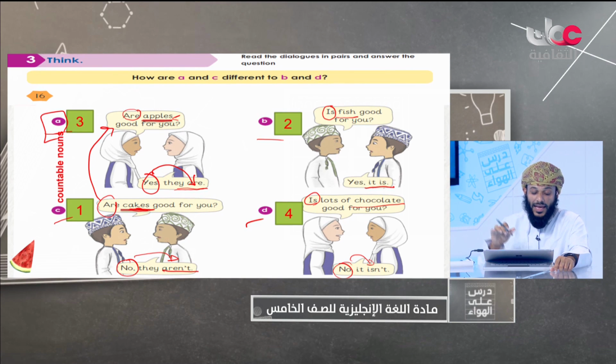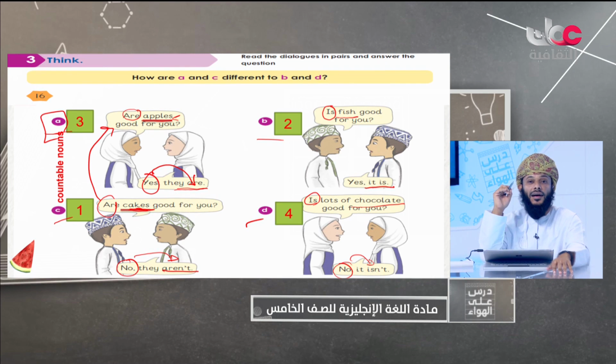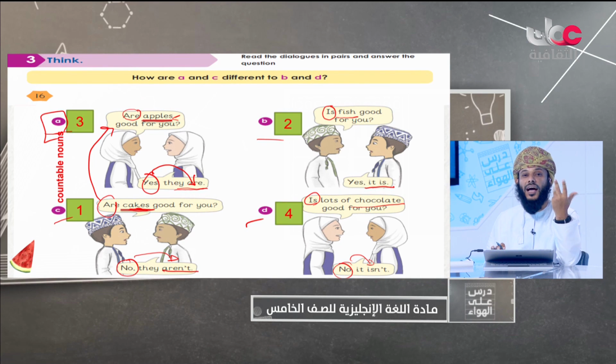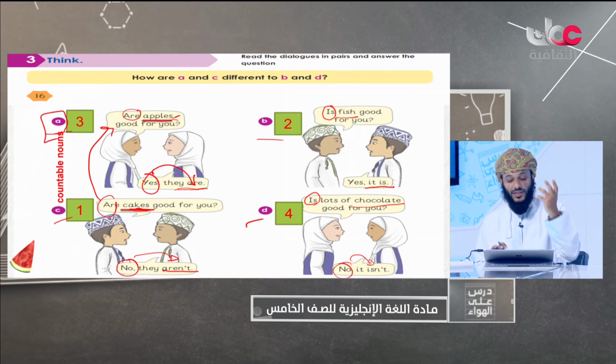Now, what's the difference between A and C, and B and D? A and C have countable nouns. The countable nouns are apples and cakes. Now, what's the meaning of countable nouns? The countable nouns are the nouns that we can count.